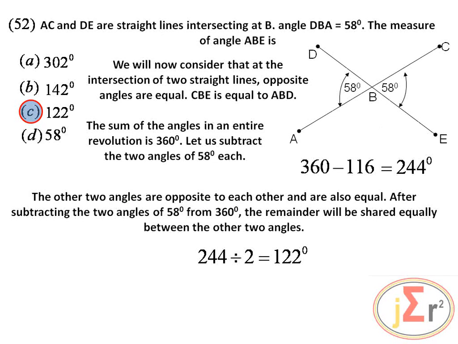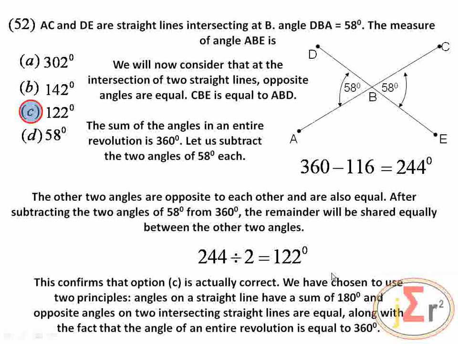So the other two angles are opposite to each other and are also equal. After subtracting the two angles of 58 degrees from 360 degrees, the remainder will be shared equally between the other two angles. So 244 is left. We will share that equally between the other two angles, and that will give us 122 degrees. This confirms that option C is actually correct.